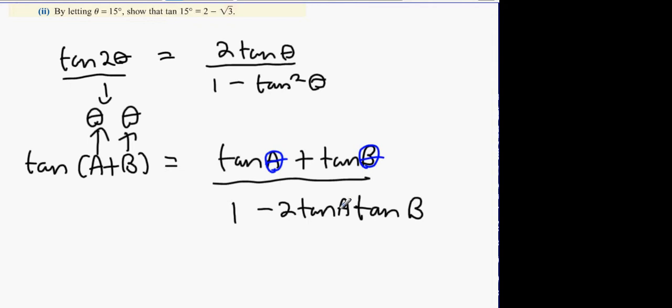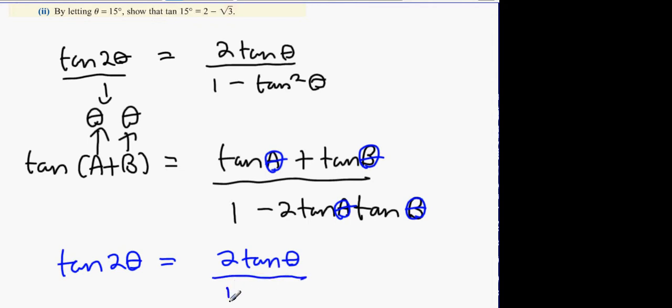Now look what happens. Tan 2 theta ends up to be 2 tan theta. Simon. Sorry, it's not 2 by the way, it's just tan squared theta. So 1 minus.